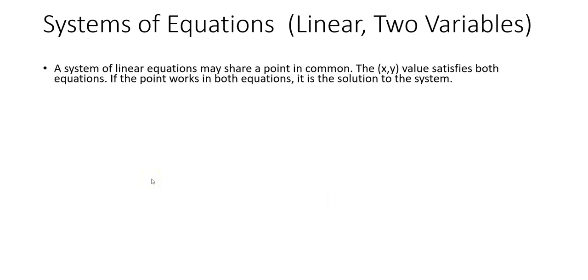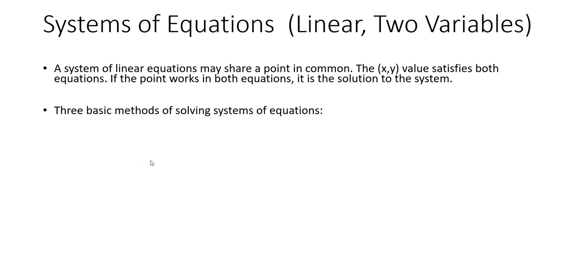So you can have other systems of equations. You can have two parabolas that intersect, you can have sine curves that intersect each other, but let's start with the very basic. Let's start with systems of lines that may or may not intersect. So a system of linear equations can share a common point. Whatever their common point is, that's the solution to the system. When you graph them, that will be the point where they intersect.